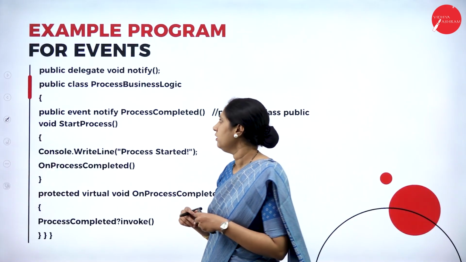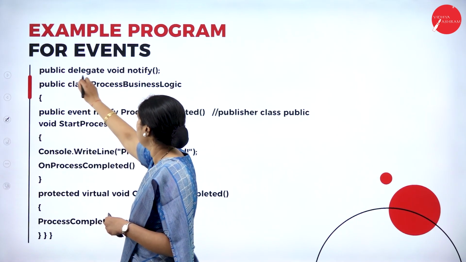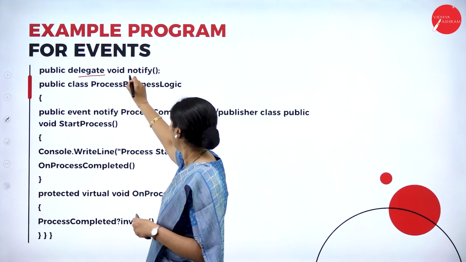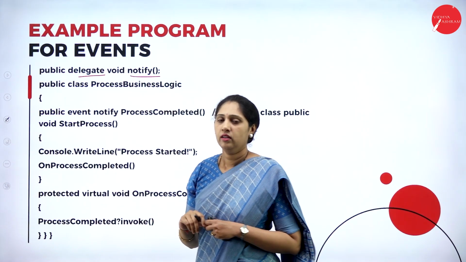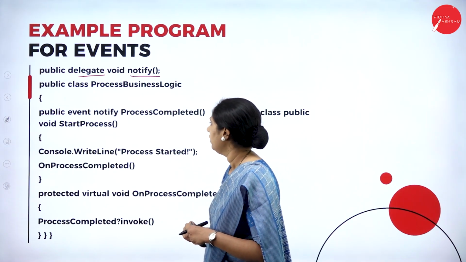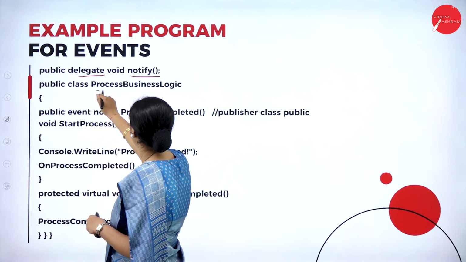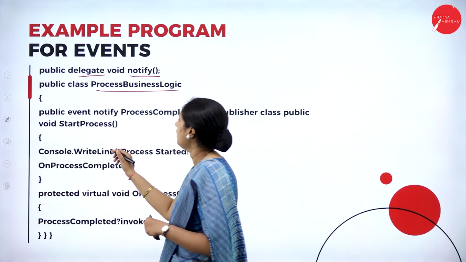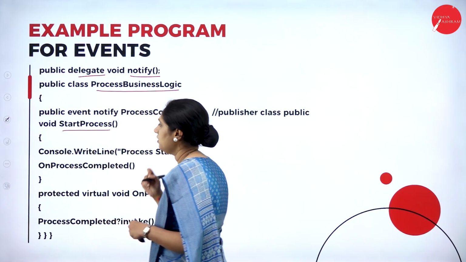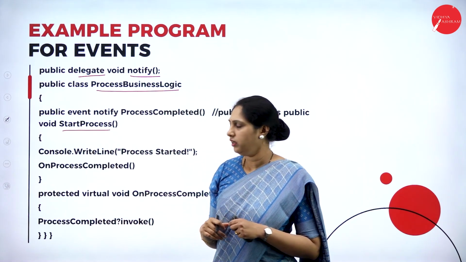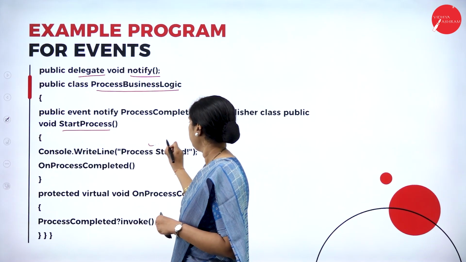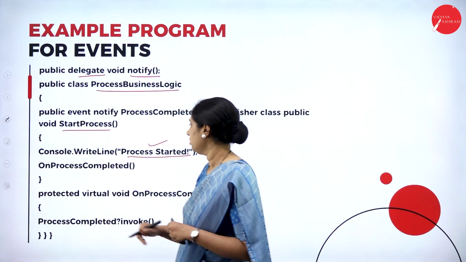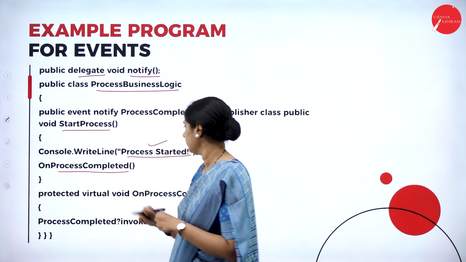So now here is a delegate. We know that we have to use a delegate in our events. In the delegate we have a notify function, that is, the name is notify. If I take the class process business logic, we'll start process. So start process has been declared there. Here we'll define it. In the definition, a print statement is there, process started. Next, we'll call the function on process completed.